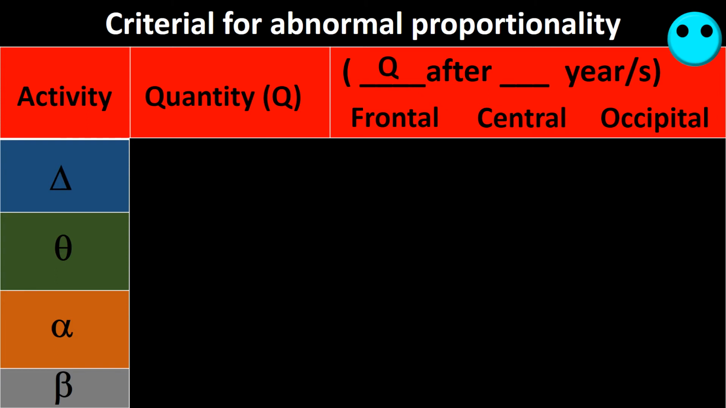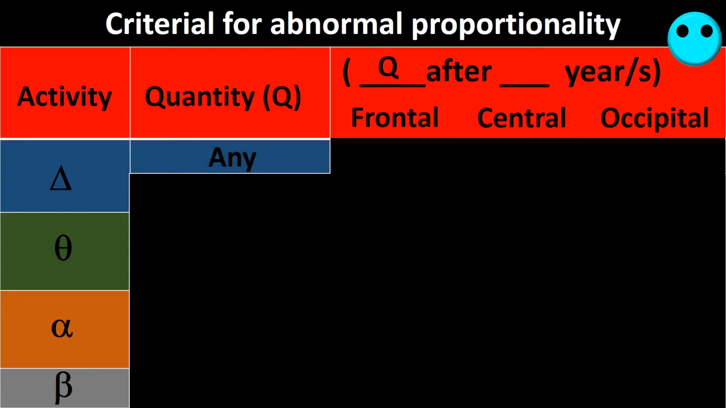On the left column, the activity is divided into delta, theta, alpha, and beta. Delta implies waves from 1 to 4 per second, theta from 4 to 7 per second, alpha is restricted to activity from 8 to 12 per second, and beta any activity faster than 12 per second.